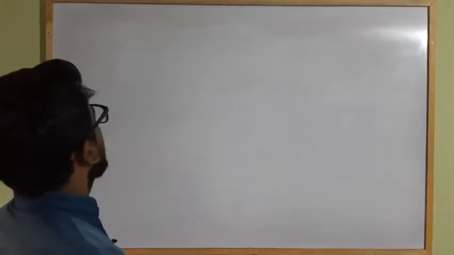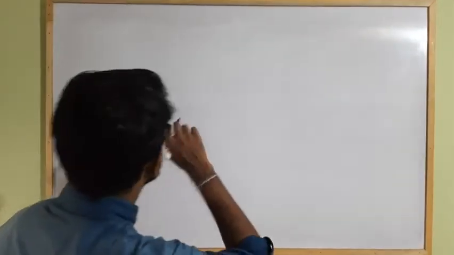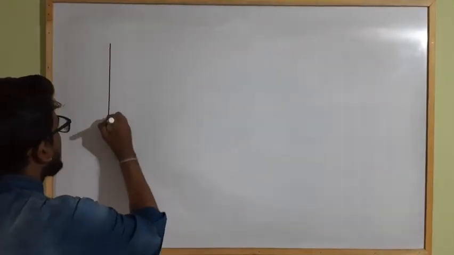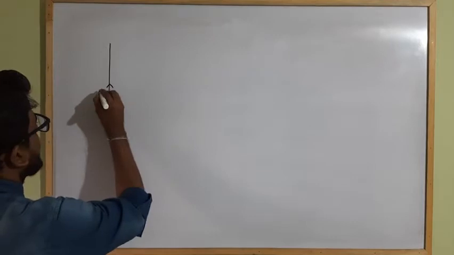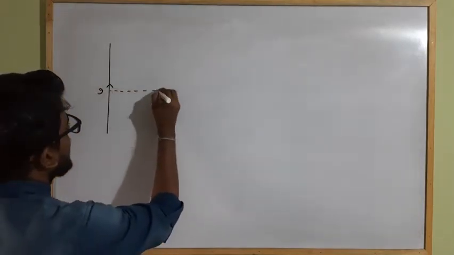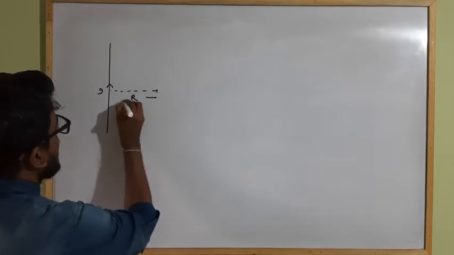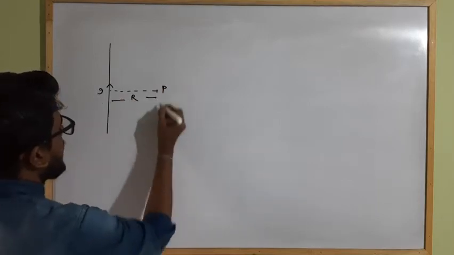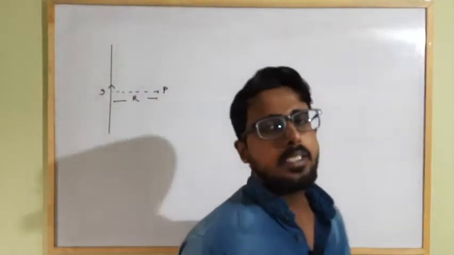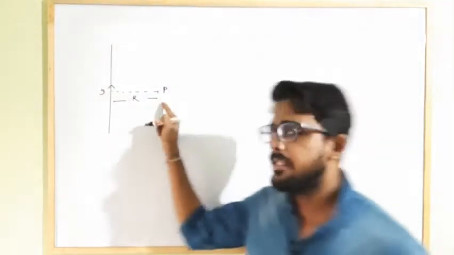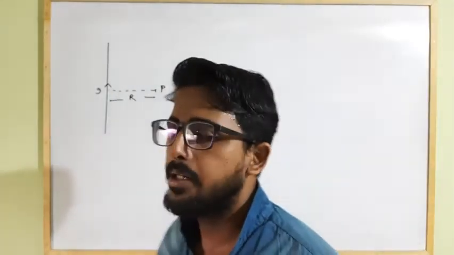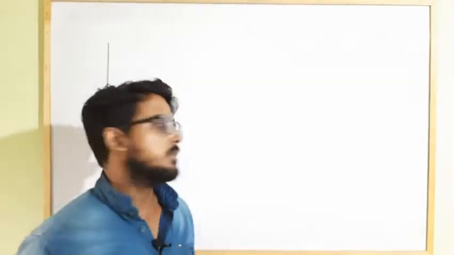So there is a question: if here is a finite current carrying conductor which carries current I, and at a distance R from it there is a point of observation P, can we find the magnetic field strength at that point P due to this finite current carrying conductor by using Ampere's circuital law?